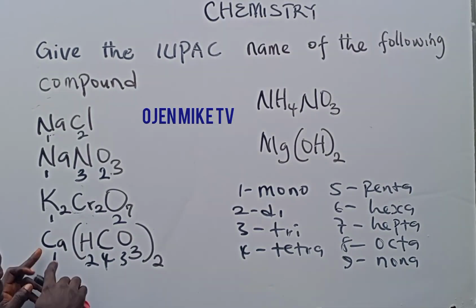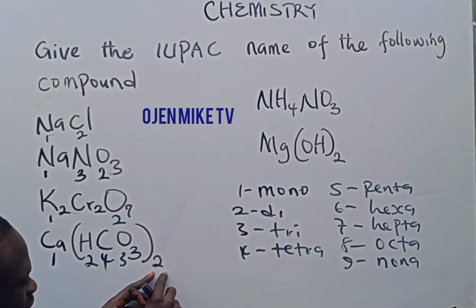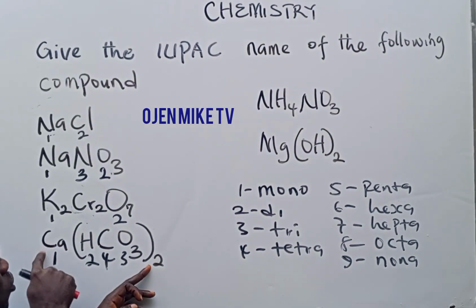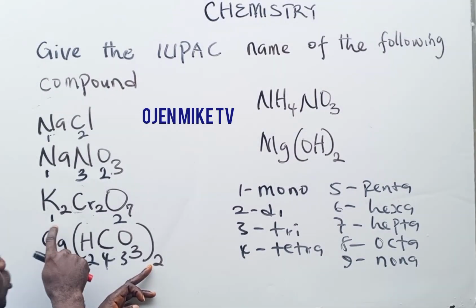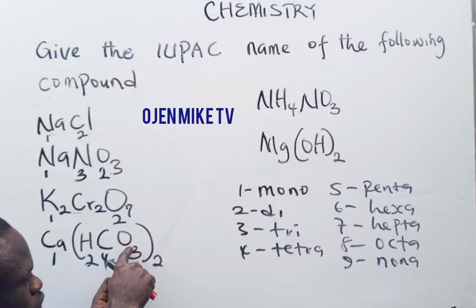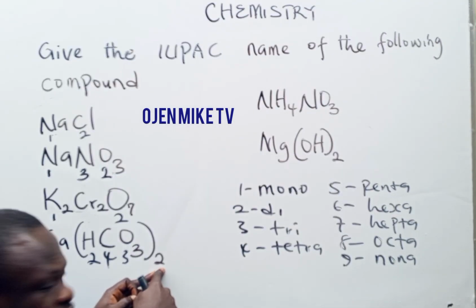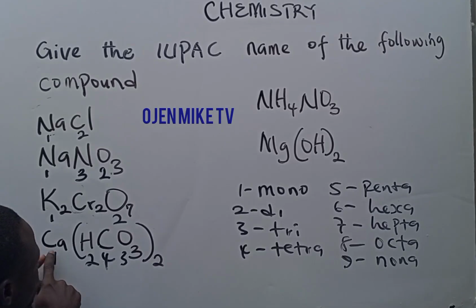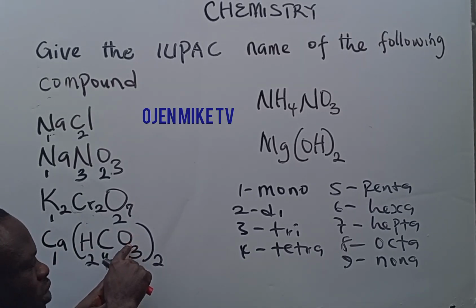So in the case of this one, this is calcium, this is hydrogen, this is carbon, and this one oxygen. So you don't consider this one. This is as a result of the charge in this calcium, the calcium ion transferring to this one. So you consider only this one that is inside. You don't consider this 2 that is outside there. Is that understood?